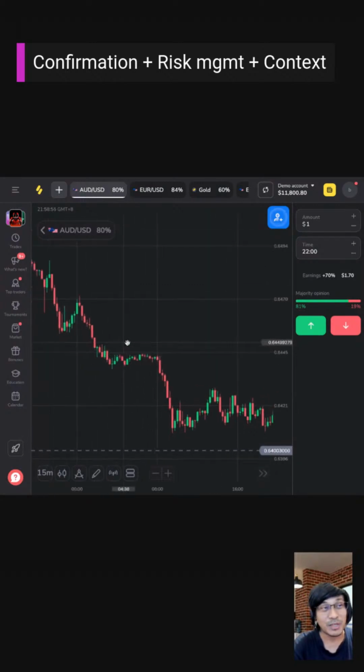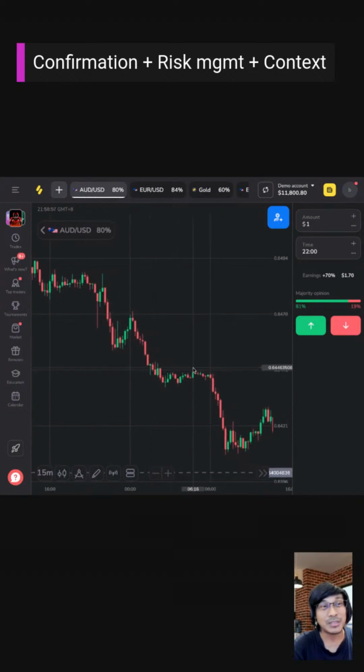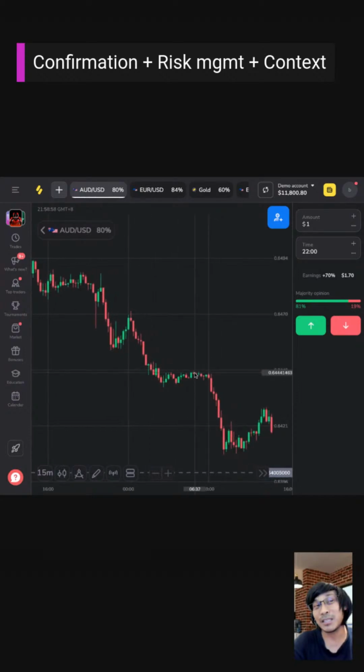So if it's moving sideways, mark the resistance and be ready for the asset to move up after going down. Then that will be a reversal. But if it doesn't break that resistance level, then you don't have confirmation.